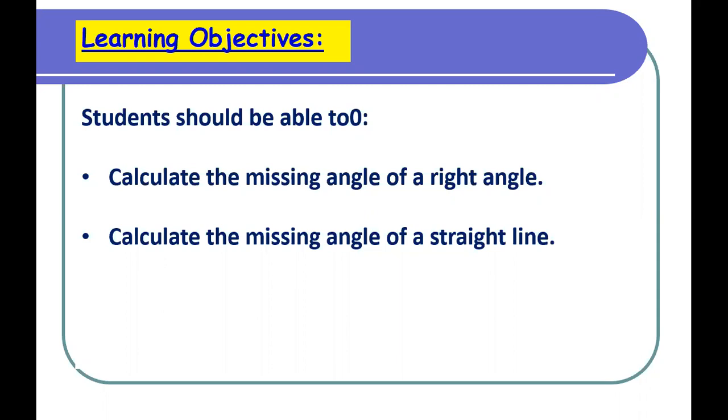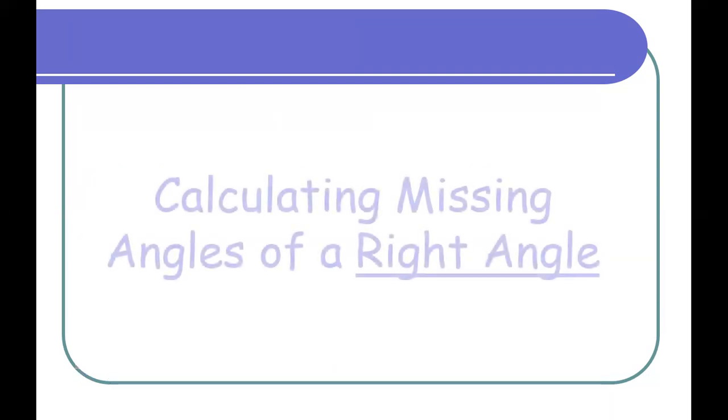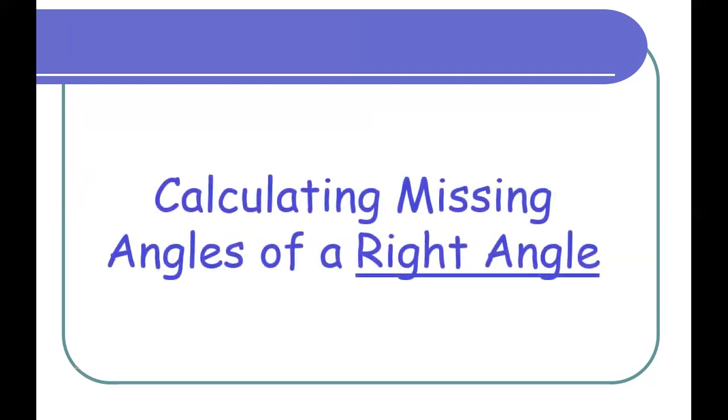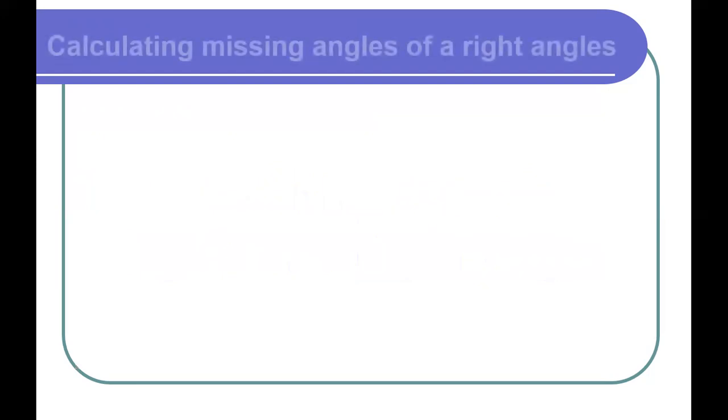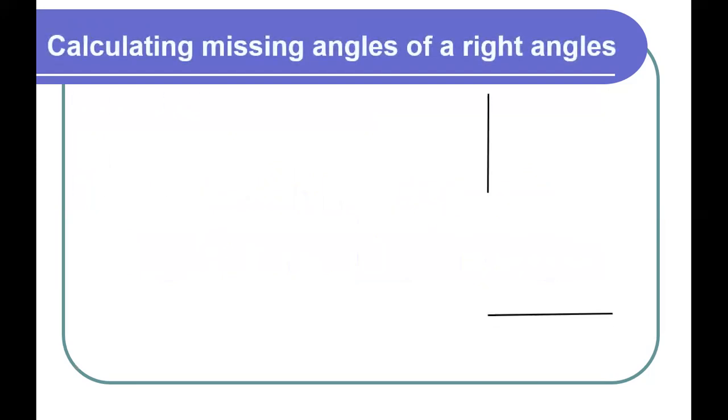Do you still remember how many degrees a right angle and a straight line are? Yes, a right angle equals 90 degrees, correct. And a straight line is equal to 180 degrees. So how are we going to calculate the missing angle of a right angle? We have an example here.